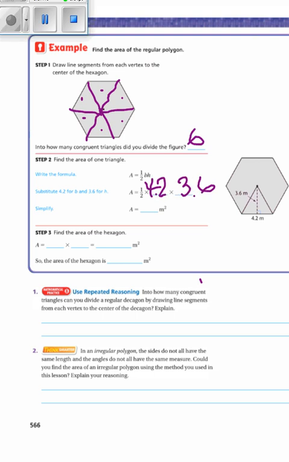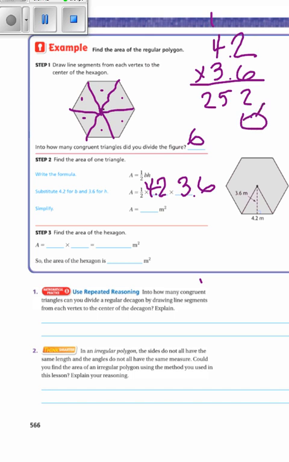So let's go ahead and simplify. We're going to take 4.2 times 3.6. So 4.2 times 3.6 and multiply. 6 times 2 is 12. Put down the 2, carry the 1. 6 times 4, 24, plus 1 more is 25. We're going to put a placeholder 0 in there. And I always like to put a slash through it just to remind me it's a placeholder 0. 3 times 2 is 6. 3 times 4 is 12.